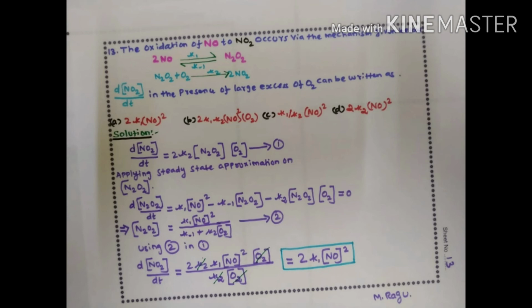Using equation 2 in 1, d[NO2]/dt = 2k2k1[NO]^2[O2] / (k2[O2]). The k2 cancels and the O2 cancels. The question asks for d[NO2]/dt in the presence of a large excess of oxygen, so O2 cancels and k2 cancels. This gives 2k1[NO]^2. This is option A.